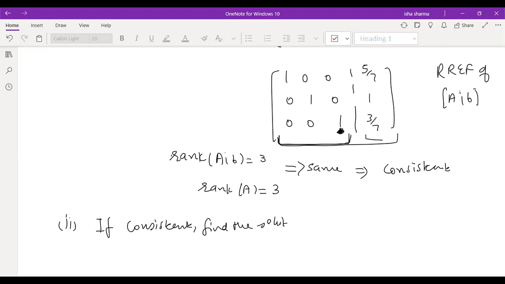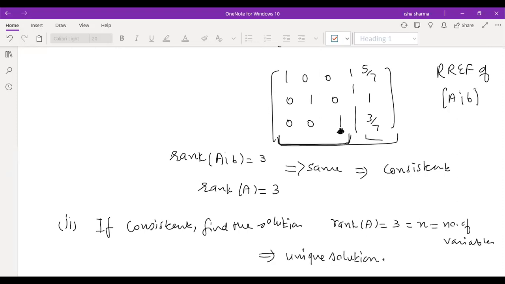Finding the solution means you first need to know whether there is a unique solution or infinitely many solutions. The rank of A is 3 and it is equal to n. What is n? n is the number of unknowns. If you look at the original system, there are 3 unknowns, x, y, z. So that is also 3. The rank is also turning out to be 3. Since they are the same, what kind of solution do you have? Unique solution, right? There are no infinitely many solutions, there is a unique solution.